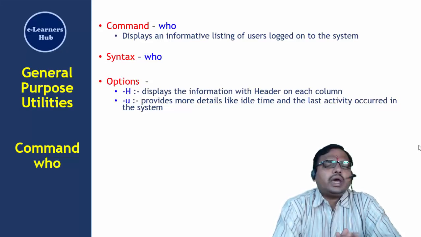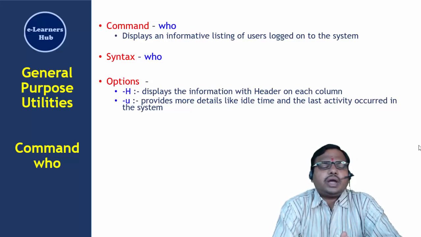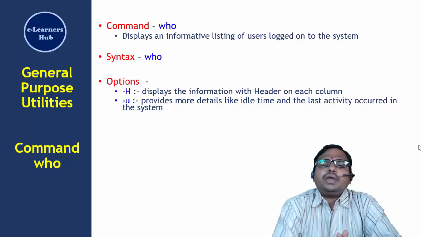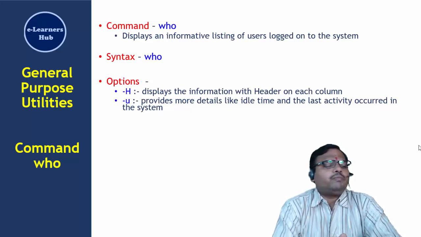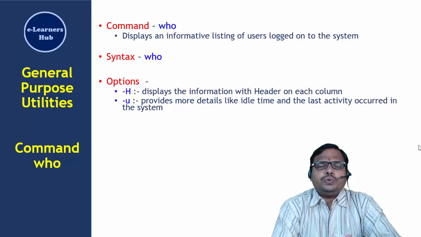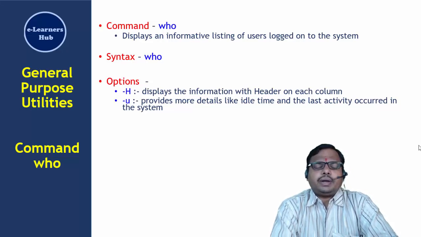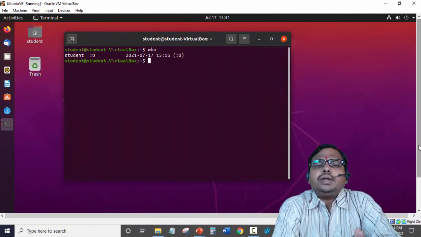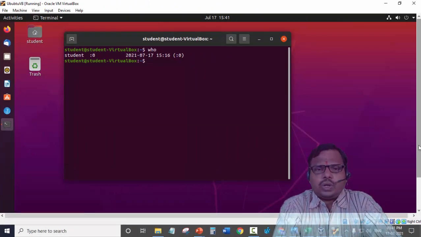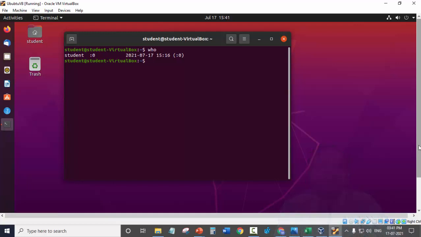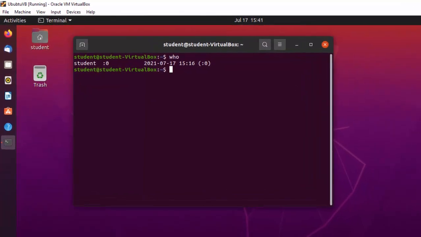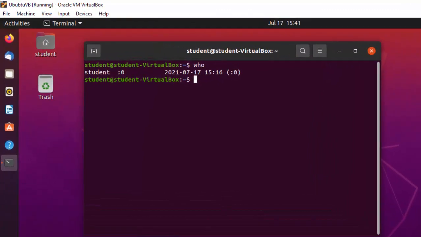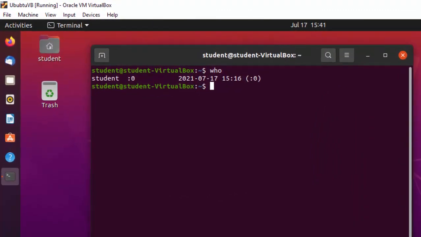Along with who, we have two options, -H and -U. -H displays the header information on the top of each column, whereas -U provides some more detailed information about the users. Let's see the demonstration of how to use this command. As this is a single terminal, there is only one user who has logged in, but if it is a multi-user system where multiple users have logged into the Linux server, you will see a list of users who have logged into the server.